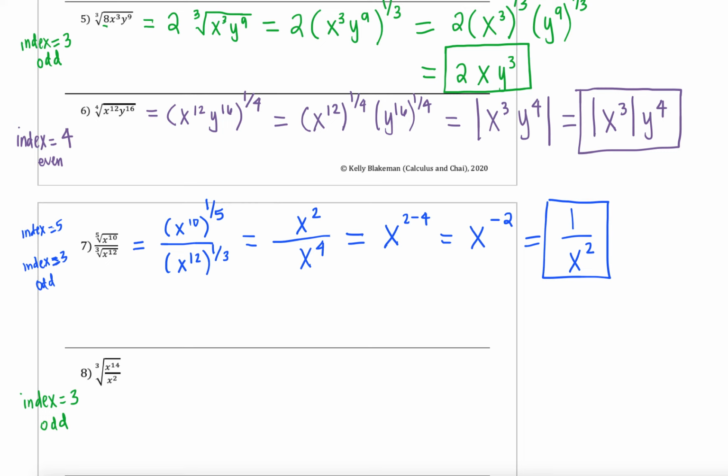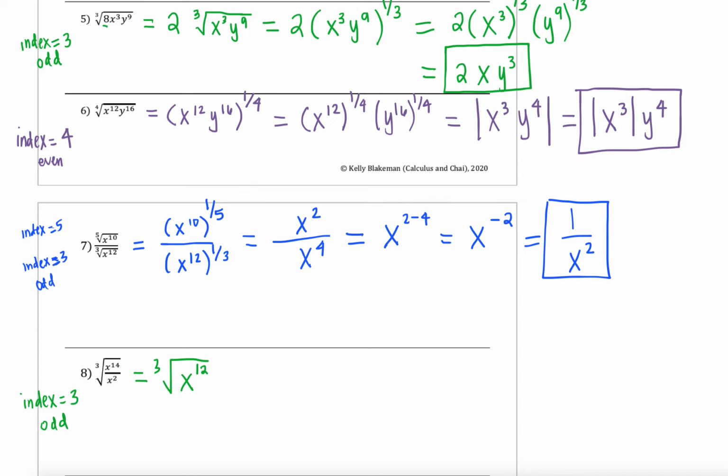Now this looks similar to 7 because we have a fraction, but there's a subtle difference there. In 7, we have two different indexes, and in 8, I have the index over the entire fraction. So we're going to go ahead and start by simplifying the inside first before we apply the index. So let's simplify that down as much as we can. Now x to the 14th over x to the second, we can subtract those exponents. So I'd get 14 minus 2, which would give me an x to the 12th.